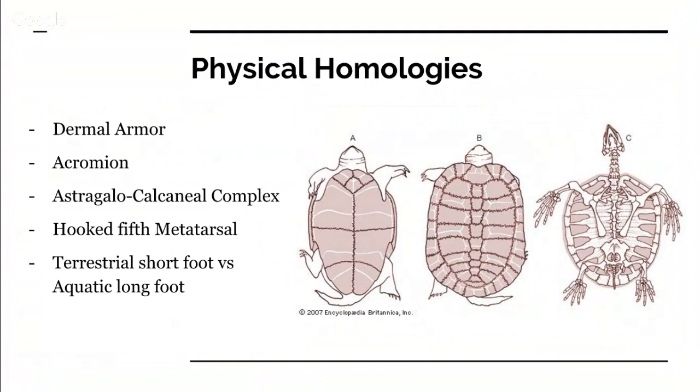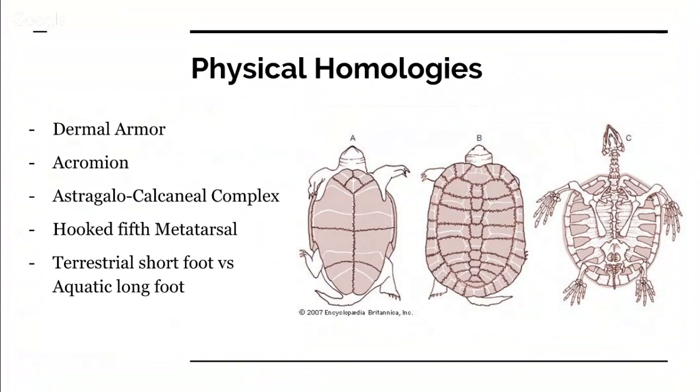The astragalocalcaneal complex is another fairly important complex. It's formed from the fusion of the calcaneus, talus, and tarsal bones of the foot. And this complex is present in other commonly mistaken ancestors, such as the parasaur reptiles. Both species contain this complex, but each progresses a little differently in the final structure in adulthood. And that's one of the reasons that it's hard to know whether the parasaurs really are common ancestors, because you see that difference. Another important homology that you're going to see is the hooked fifth metatarsal bone in the foot.